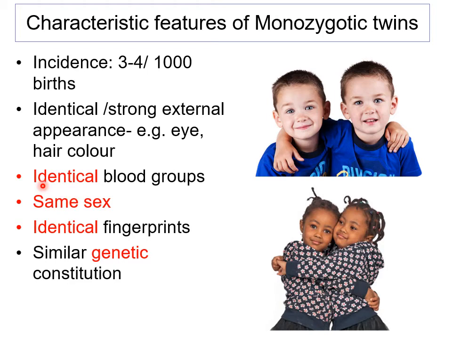What's important is they will have identical blood groups, whereas dizygotic twins may have different blood groups. They are of the same sex, whereas in dizygotic twin pregnancies they may be of the same or different sex, but here they're always the same sex, as you can see in the pictures. And they will have almost identical fingerprints. That's another important factor. And a similar genetic constitution, because they have developed from a single zygote.